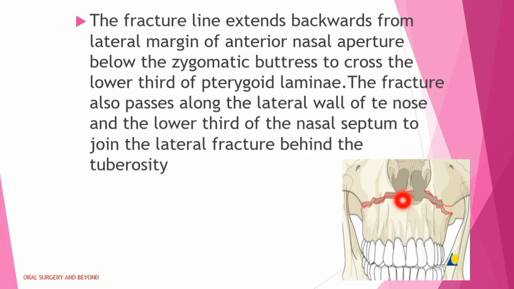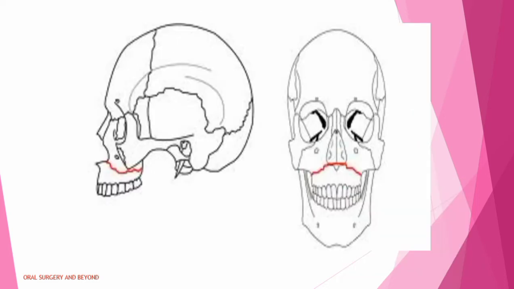It starts from the inferior part of the nasal aperture, going laterally to the lateral wall of maxillary sinus, and posteriorly to the tuberosity. Right, here the midline inferior part of the nasal septum is also involved, and posteriorly the pterygoid lamina is also involved. By definition, the fracture line extends backward from the lateral margins of the anterior nasal aperture below the zygomatic buttresses to cross the lower third of the pterygoid laminae. The fracture also passes along the lateral wall of the nose and the lower third of the nasal septum to join the lateral fracture behind the tuberosities, right?